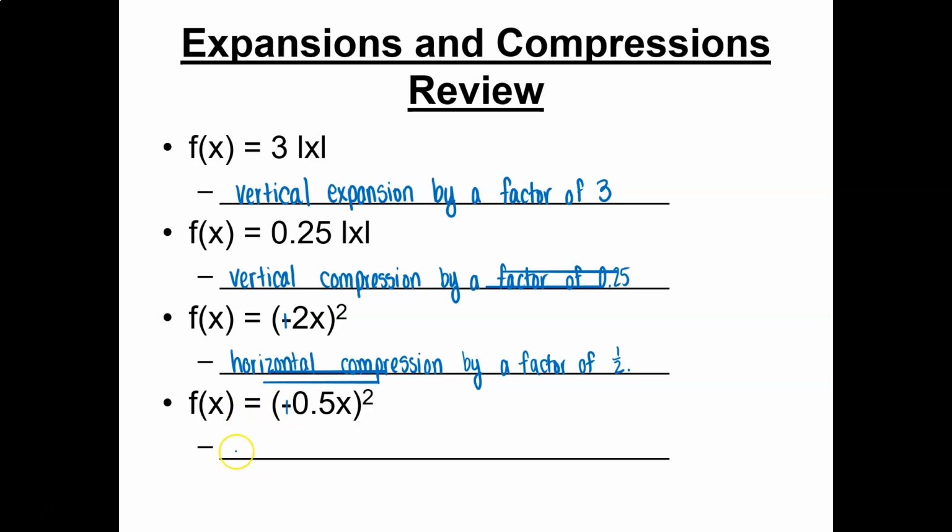And Owen, what would we have for the last one? Horizontal expansion. And by what factor? Good. For that one, we're doing 1 over 0.5, which is 1 over 1/2. Dividing fractions is easy as pie. We flip the second and multiply. That's where we get that 2 from.